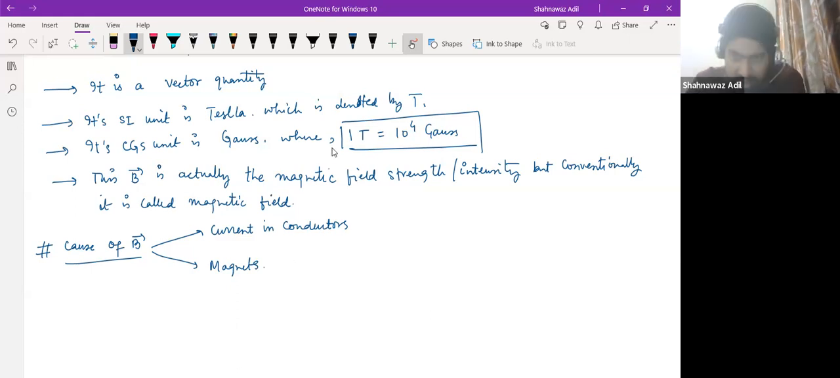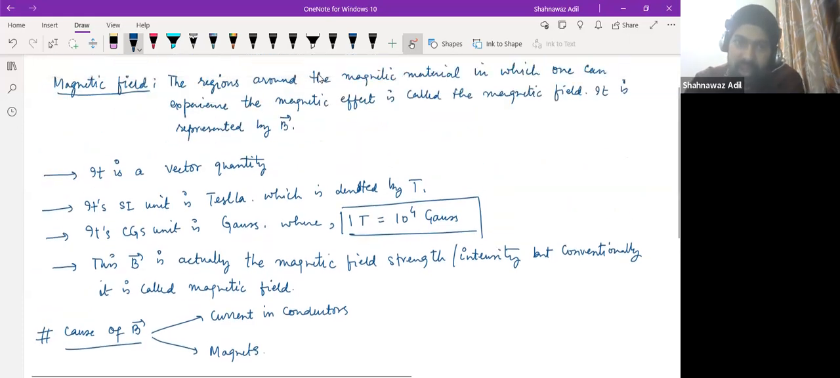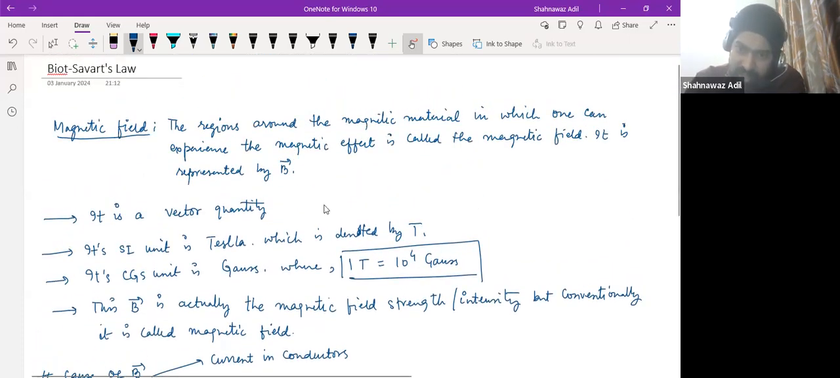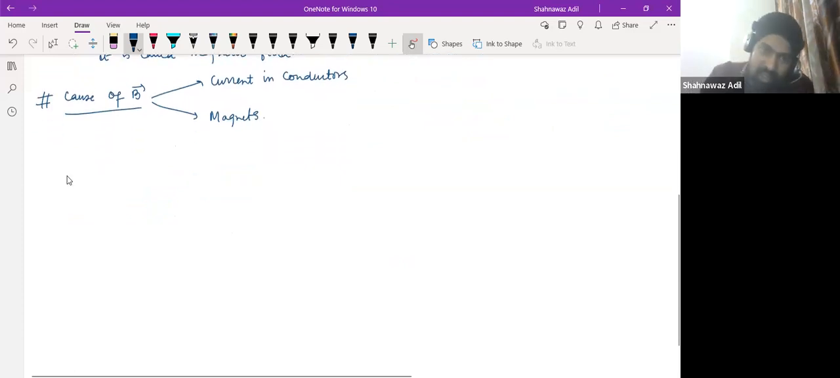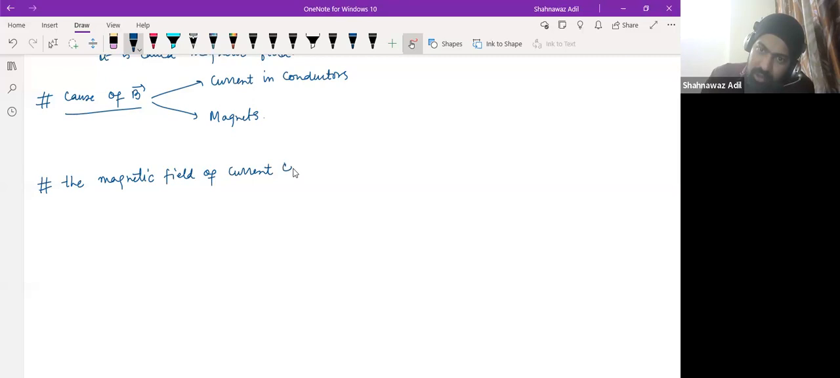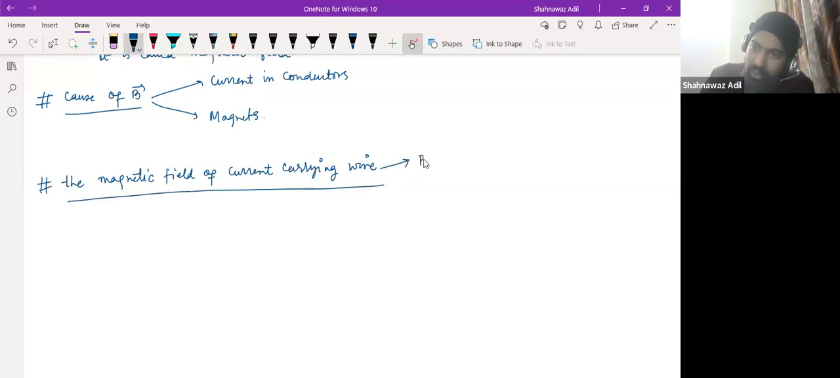And then how do we calculate this magnetic field? Let's say we want to calculate the magnetic field of a current carrying wire. So this is given by Biot-Savart's law.